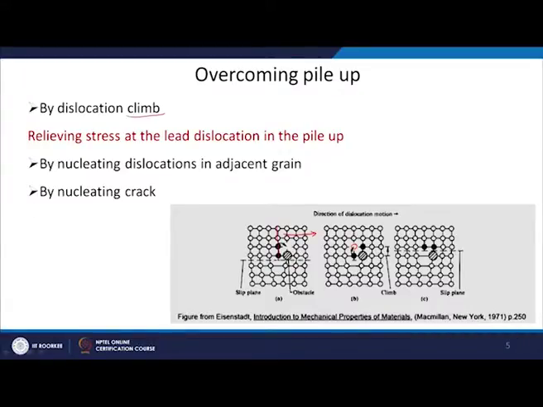grain or by nucleating a crack. So, these are other ways of relieving the stress, or it can do a climb process to overcome the pile up. Now, as I told you that there are three mechanisms which are within the grain. So, let us start with the dislocation point defect interaction.